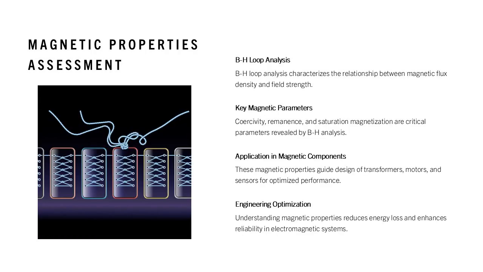Magnetic properties are evaluated using PH loop analysis, which characterizes the relationship between magnetic flux density, B, and magnetic field strength, H. This analysis reveals critical parameters such as coercivity, remanence, and saturation magnetization, which are essential for designing magnetic components like transformers, motors, and sensors. Understanding these properties helps engineers optimize performance, reduce energy losses, and ensure reliability in electromagnetic systems.